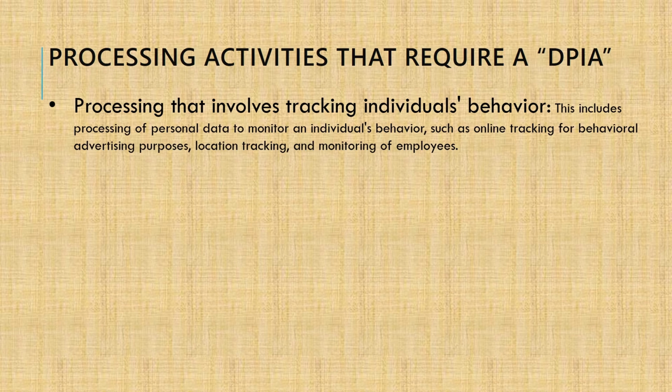And CCTV surveillance. Using CCTV cameras to monitor individuals' activities in public places on a large scale could be considered systematic monitoring. So these are the examples of processing personal data that involves tracking individuals' behaviors. What is the next one?